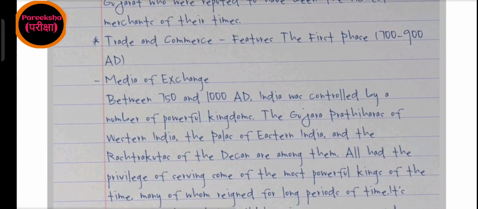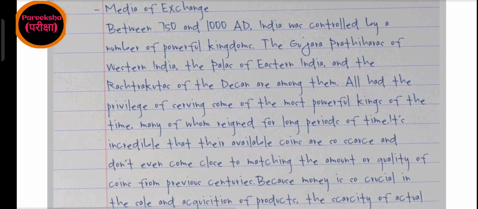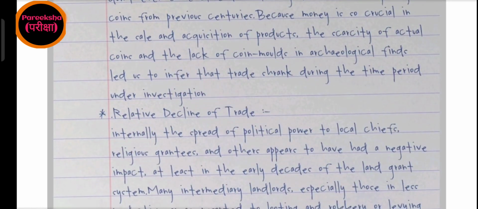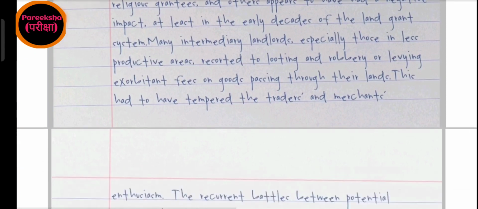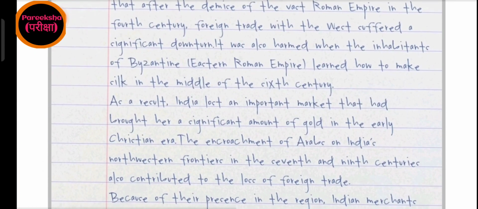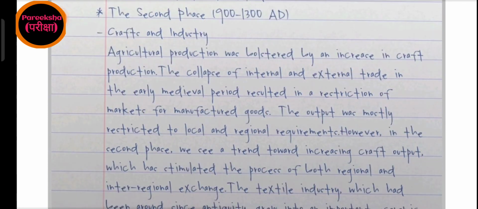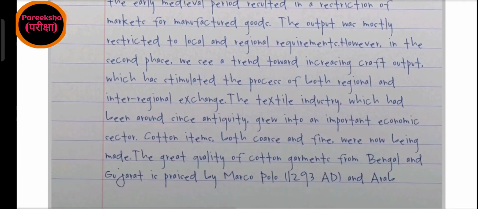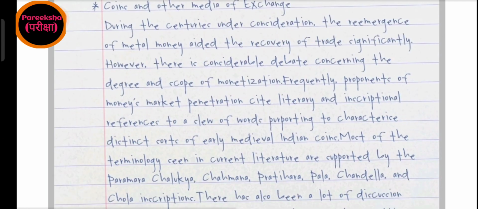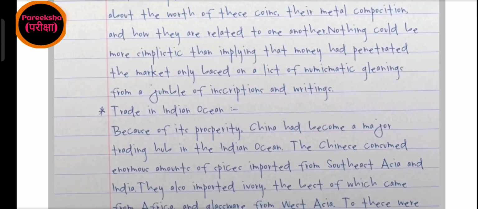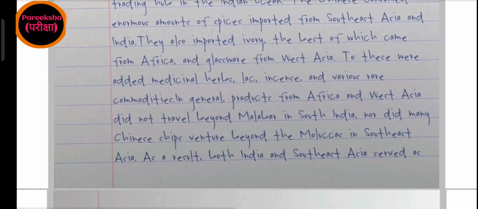Media of exchange. Relative decline of trade. The second phase is 900 to 1300 AD: craft and industry. Literature. Trade in the Indian Ocean.